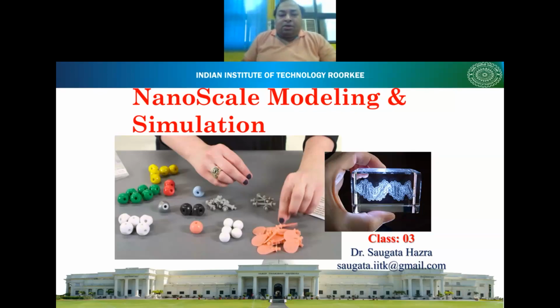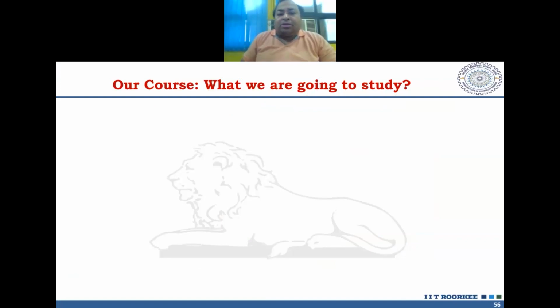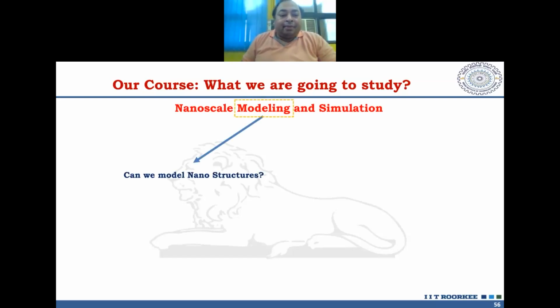So welcome to the third class of nanoscale modeling and simulation. In the last class, we were talking about what is the content of the course or what we are going to do in the course, and we highlighted modeling. We keep a few questions: why we model nanostructure, and also what do we mean by modeling something. I was trying to answer what we mean by modeling something.